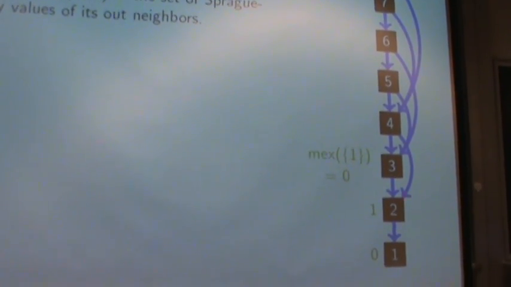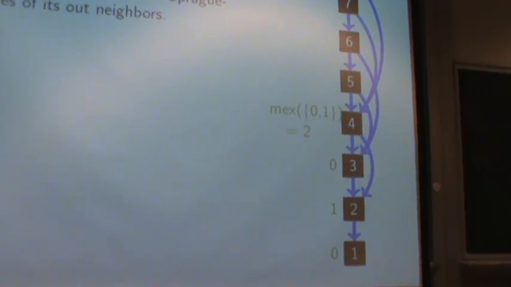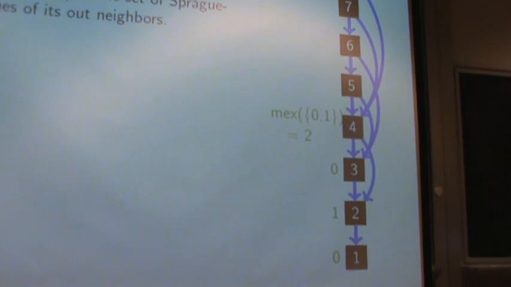Similarly, state 3, even though in theory we have 2 moves, there's effectively only 1 move. We can only move to state 2. The smallest non-negative integer that doesn't appear as a label is 0 in this case. Moving on, this is the first interesting case. At 4, for the first time, we really do have 2 distinct moves. We could either move to a state with label 0 or label 1. The smallest value that doesn't appear is 2.